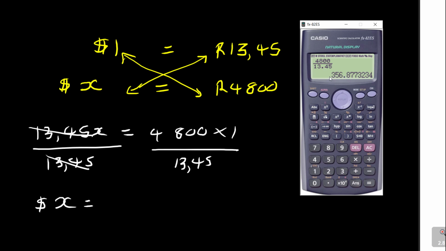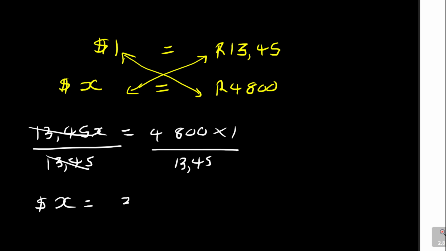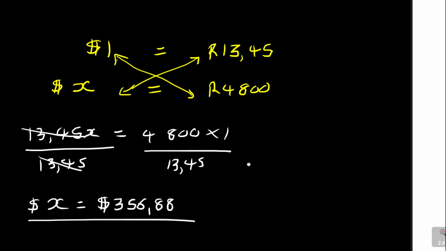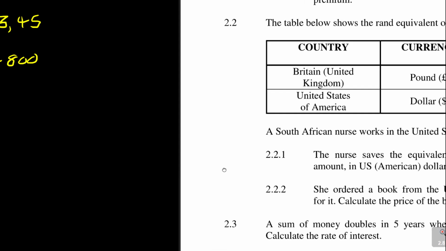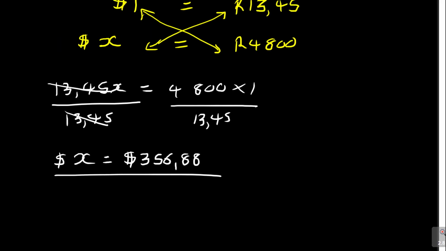So she wants to save $356.88. Remember, guys, this is in dollars. So that's the amount she must actually save. The question is, calculate the amount in US dollars she must save. So you can even come in and say this is the amount to save. Alright, so let's move on to the next one. That's why it's 2 marks.